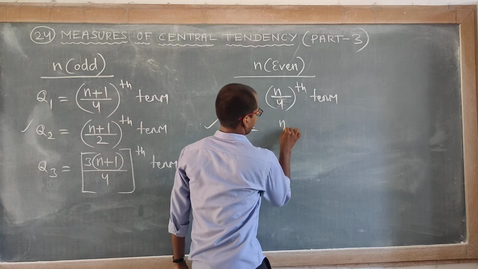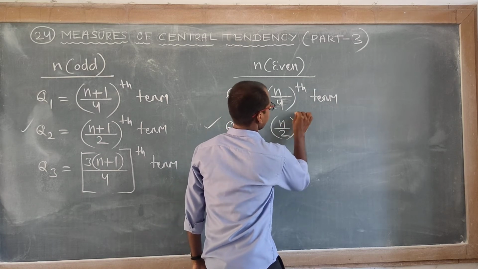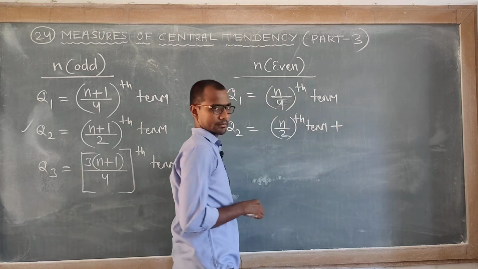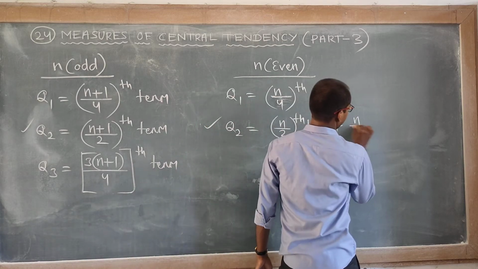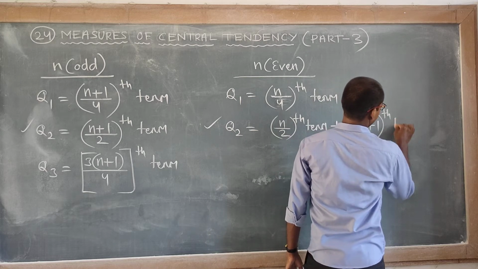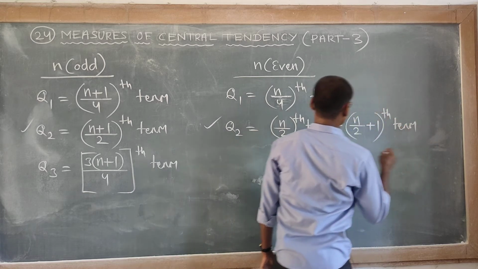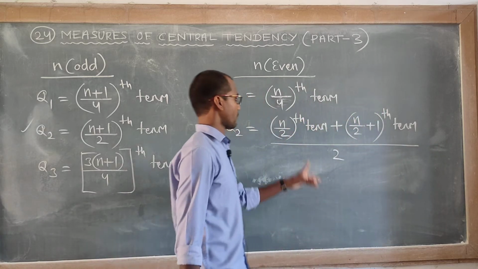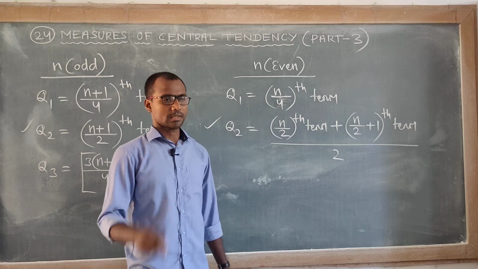It will be n by 2 term plus n by 2 plus 1 term, whole by 2. Remember this formula, you have already studied in class 9.